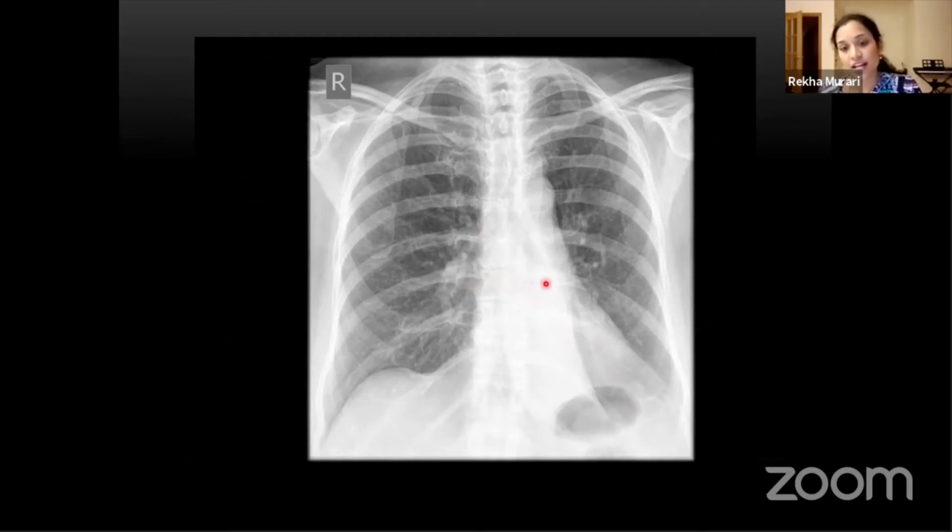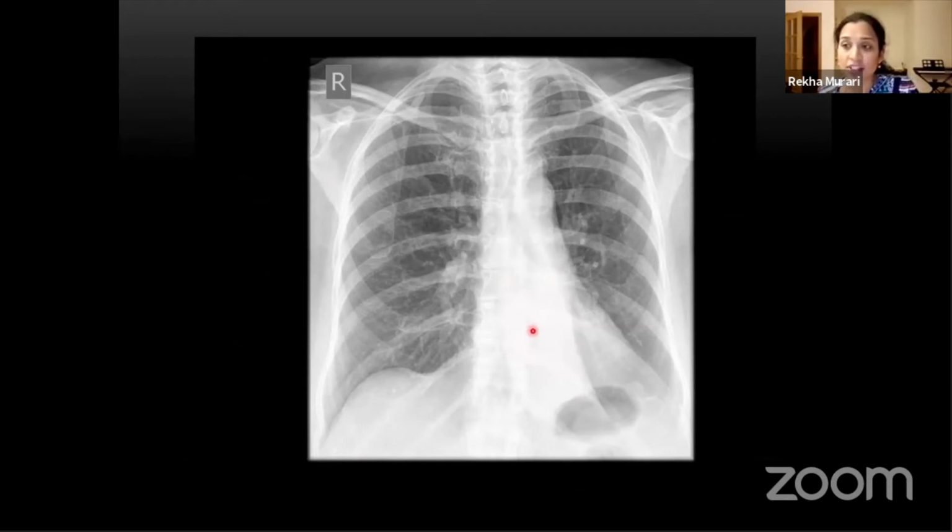This is the left side. So you see the sail sign and you see the double heart border. So you see the double heart border there. That's one and that's the other one. So that's the normal heart border, what's normal. And then this is again another triangular shape opacity, which is homogeneous and behind the heart.